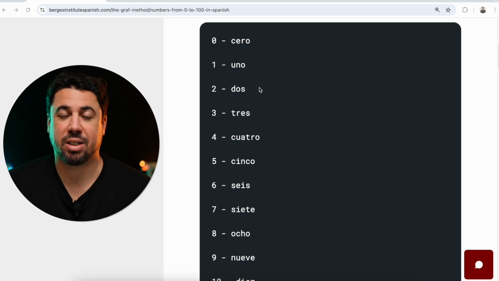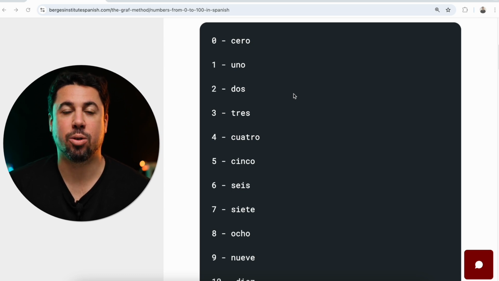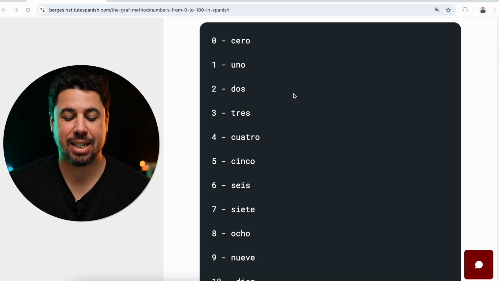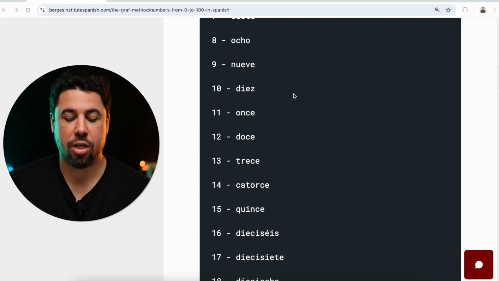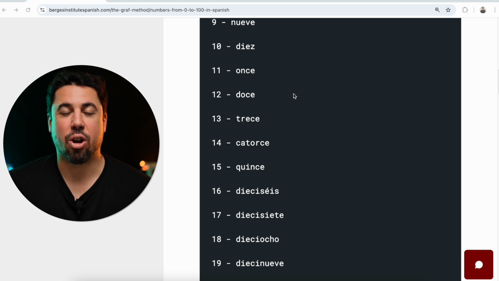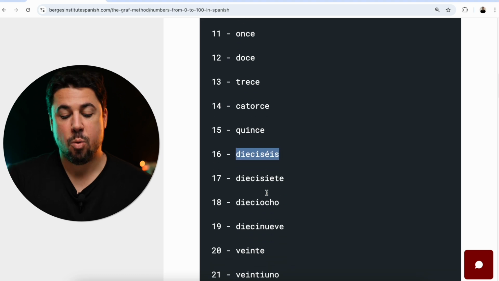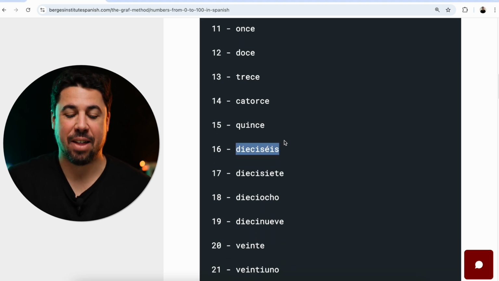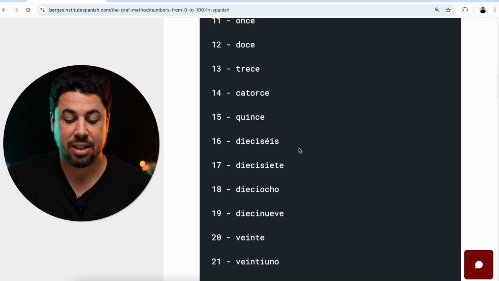So from 0 to 15 we just have to memorize the numbers. So here they are. 0, 1, 2, 3, 4, 5, 6, 7, 8, 9, 10, 11, 12, 13, 14, 15. After that, from 16 on, we start to say 10 and 6, 10 and 7. However, we spell it as one word. So here we see 16. It's really 10 and 6, but we are spelling it as one word.